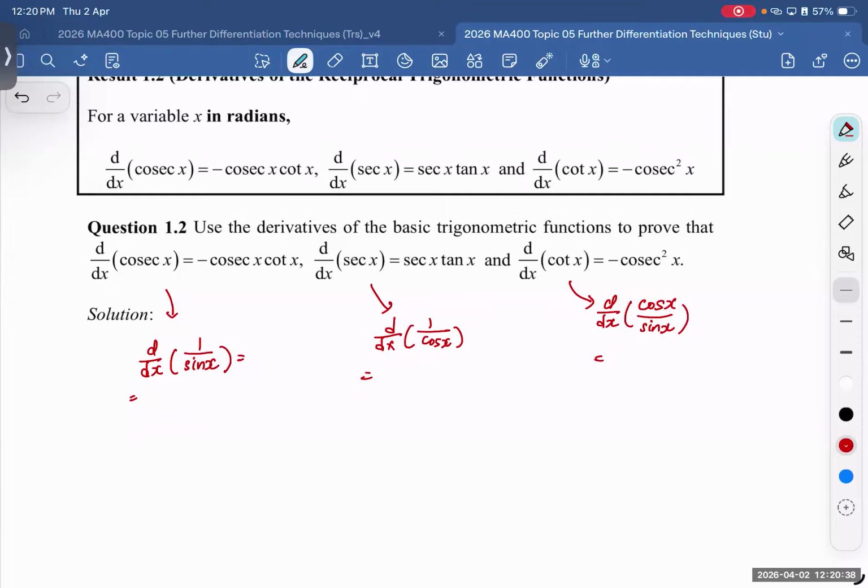You can change to secant squared. No need. Sine and cosine is just a strategy, like I simplify so that I can work on it. But the final answer, you don't need to change to sine and cosine. This is just proving. If you have a problem proving, let me know.